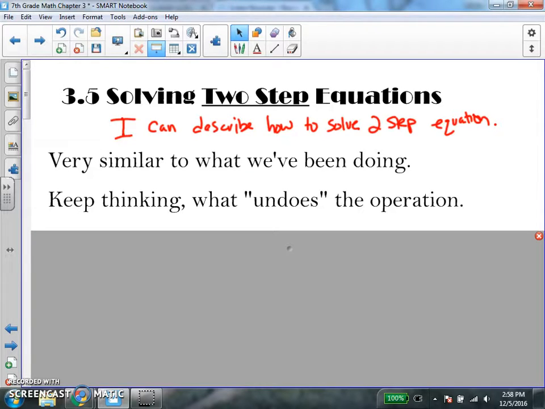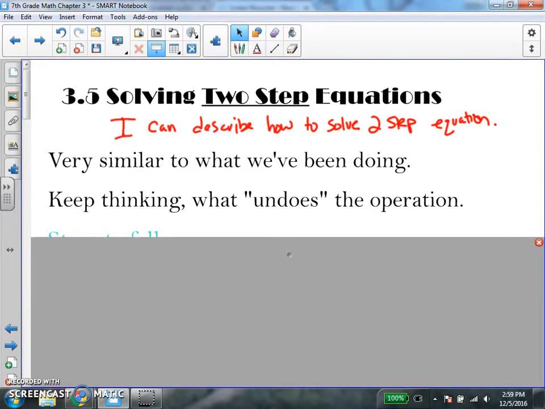Okay, it is very similar to what we've been doing. All you need to keep in mind, and one of the first questions that help you solve these problems, is to ask yourself, what undoes the operation? Except now we're going to have two things. So in your skeleton notes, you'll see it says keep the thought process of what undoes the operation. If you need to pause this video at any time, go ahead and do that so you can fill in your notes as you go.